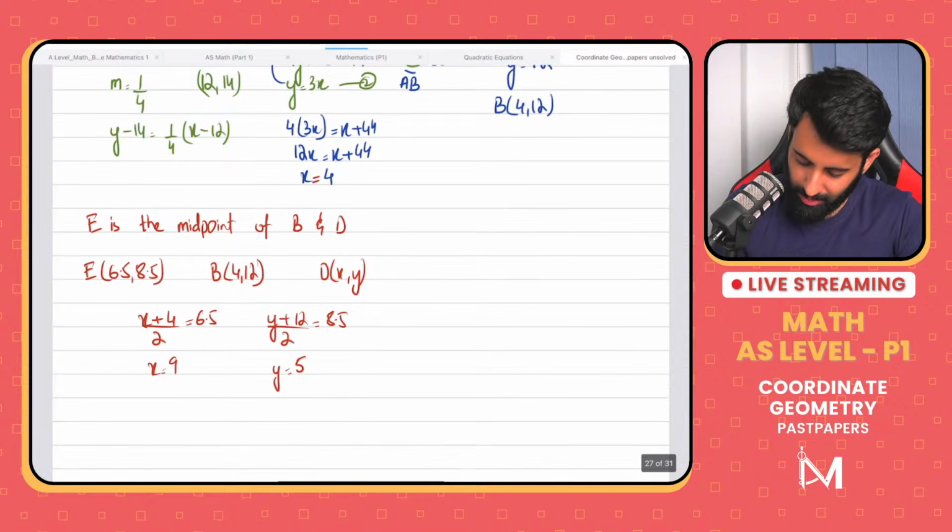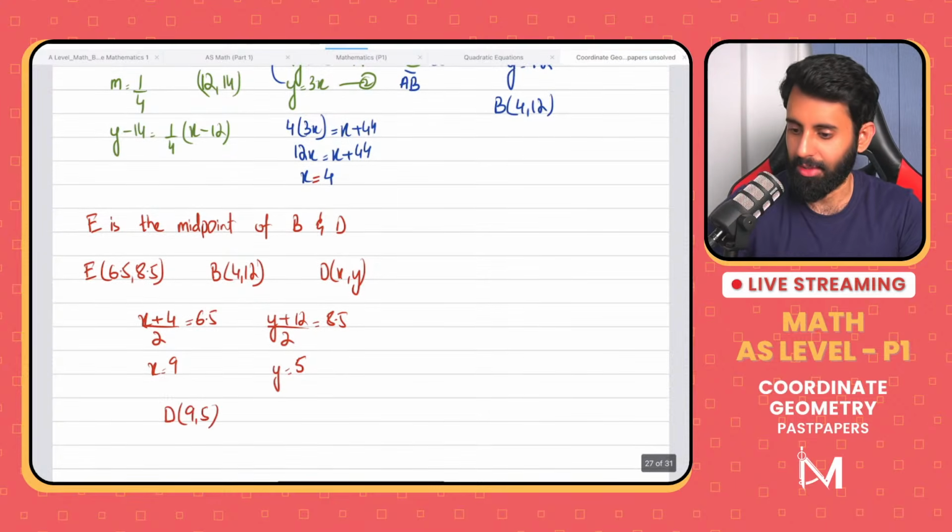So there you go. You have the coordinates of D and they are 9, 5. Let's see if that is the correct answer. Yep, that is the correct answer.